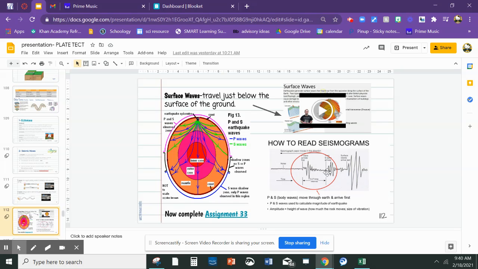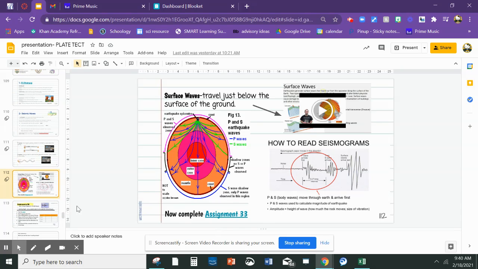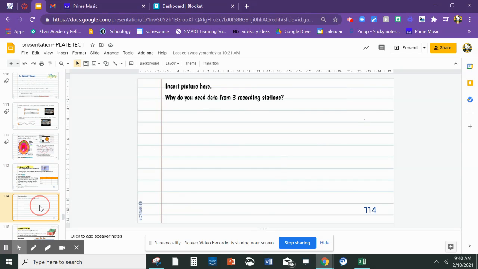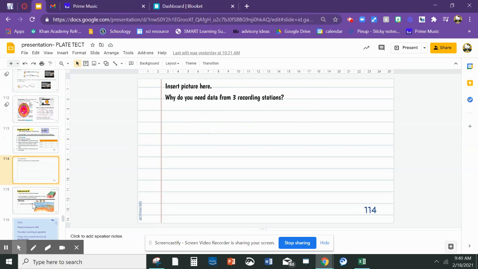And so calculating and trying to find out where the earthquake is, we measure and calculate and use what's called an SP interval. Practice from this day was assignment 33. On Thursday, the 18th, you're going to visit a website and read through the information and try to find the epicenter for an earthquake that happened in Japan. Again, it involves measuring the SP interval, calculating the distance, and then seeing if you can find the epicenter. Here you'll want to include your picture from your recording stations and be sure to answer the question, why do you need data from at least 3 places?